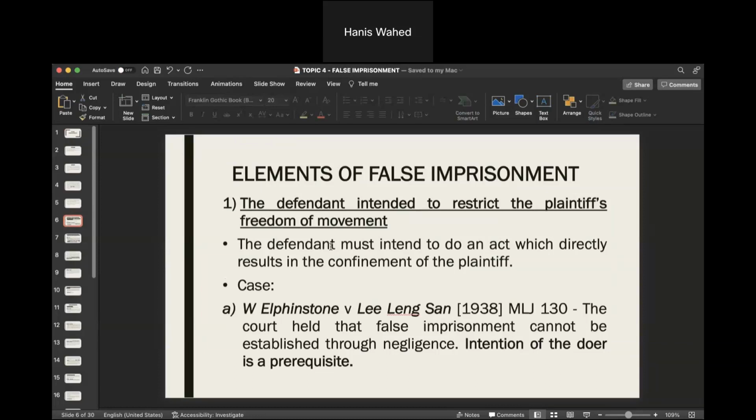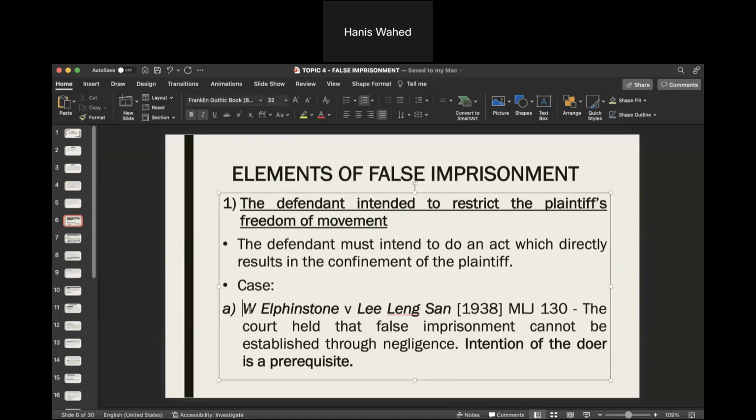Okay? So for this point, you guys can refer to the case of W. Elphinstone, where the court held that false imprisonment cannot be established through negligence. Intention of the doer is a prerequisite. Okay? That's the first element.